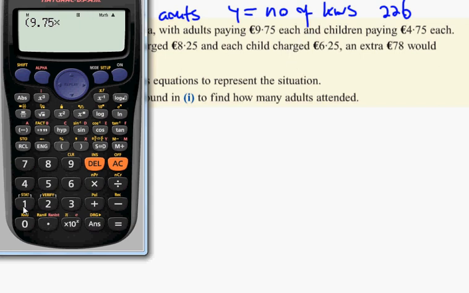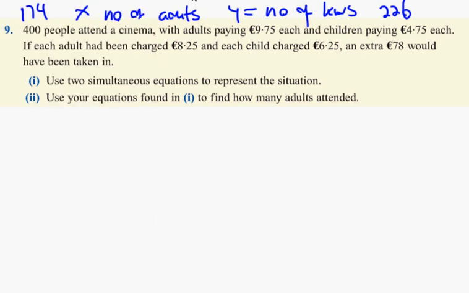I'm now saying I have 174 adults. Then I'm also saying that each kid should pay 4.75, yeah? And I have 226 kids, yeah? My total profit is 2,770. That's the old system. Under the new system, I should earn €78 more. So what should the answer be for the second system? 2848.